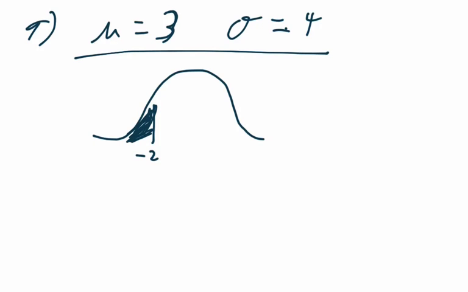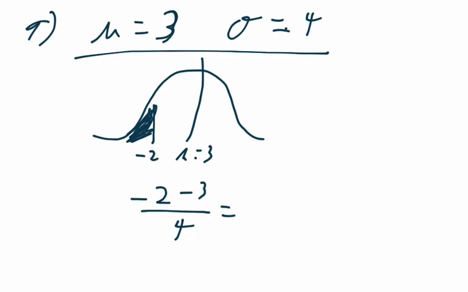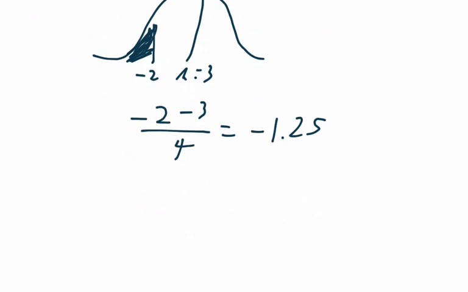Remember, these numbers weren't on the test. I should have given it to you. The mean is equal to 3. So, first thing I'm going to do is negative 2 minus 3 divided by 4, which is negative 1.25. So look up negative 1.25 on your sheet, or use normal CDF in your calculator, and we get 0.1056.